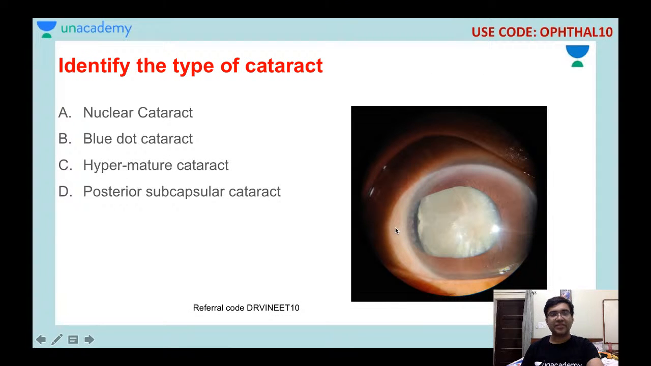Okay, chalo. Then we have this type of cataract. Identify the type of cataract. You can see wrinkling of the capsule as well as very hard cataract, and you cannot see the vitreous or the inside of the retina. What is this type of cataract called?